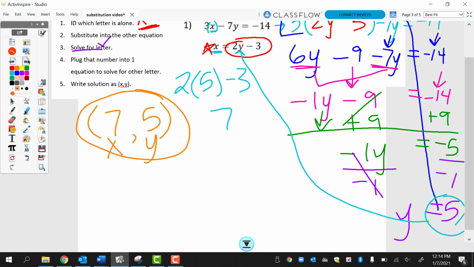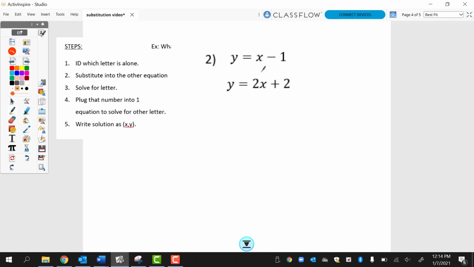Let's look at one more. On this one, I still want to identify which letter is alone. Now, if I look at this one, we know that means I'm looking for x equals or y equals. This says y equals. Okay, great. But this also just says y equals. Well, that's confusing. This would be a perfect one to just type in the calculator because it's already solved for y. So that would be easy to type in and just see where they cross.